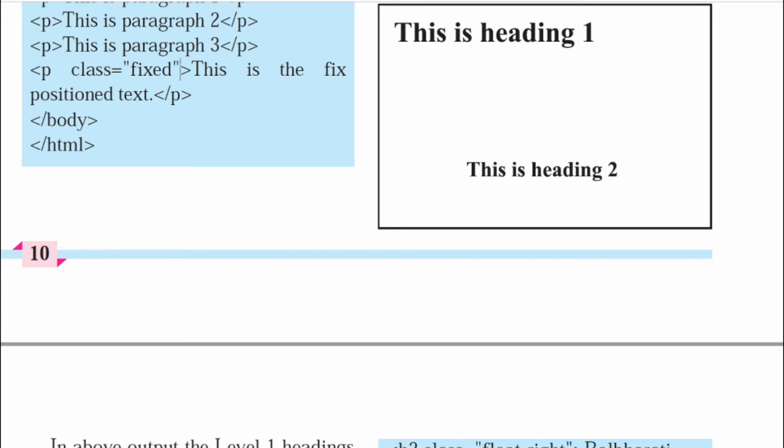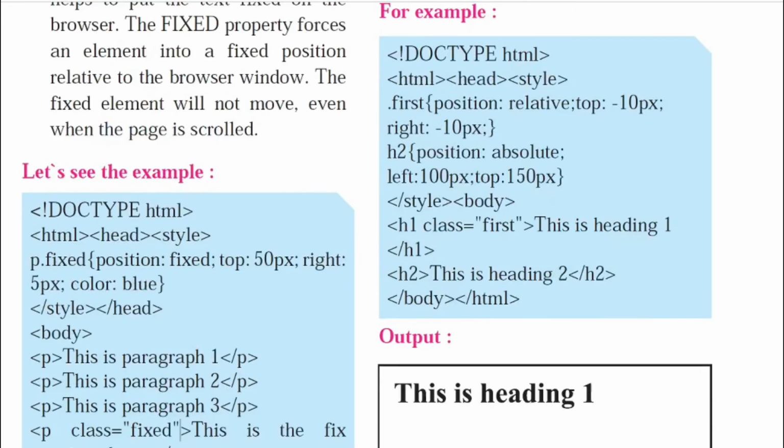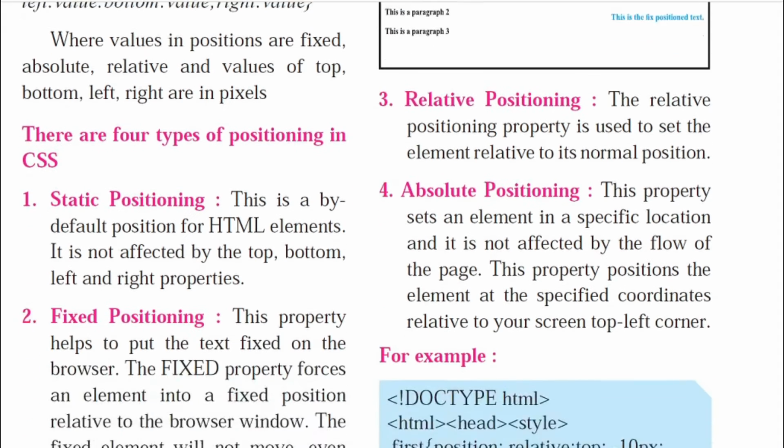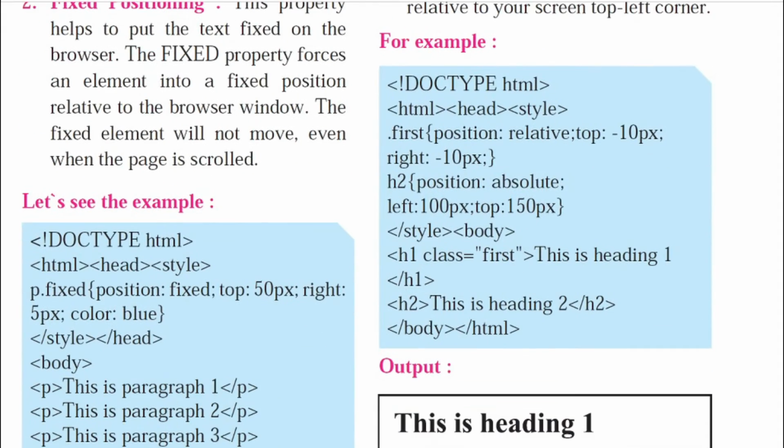Yes, my dear students, a simple program of fixed positioning in CSS. You can see, my dear students, this is paragraph 1, this is paragraph 2, this is paragraph 3. This is fixed positioned text. Now why is this particular text on the right hand side? Because here you use a class to declare P fixed, and here in all these three paragraphs you have not applied it. Where you apply it?